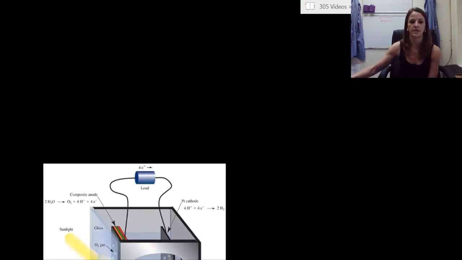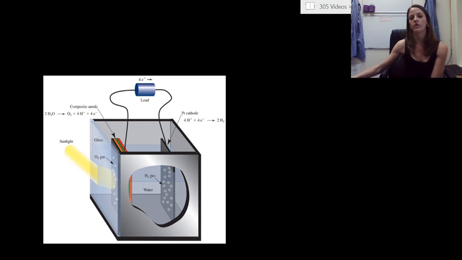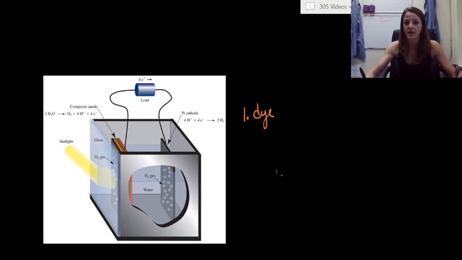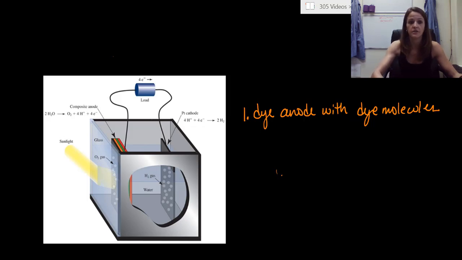So let me show you an example of this, okay? And on my right side, what I'm going to do is kind of write out the process for you of how we actually do this. So the first thing that we have to do is we need to dye our anode. So step one, you dye anode with what are called dye molecules. Okay, pretty simple, dye molecules. So now if you see on our diagram, our anode is all the way here on the left side, so it's right down there. Okay, so this whole section with all those different colors, that's your anode. The first thing you have to do is coat that anode with a dye.